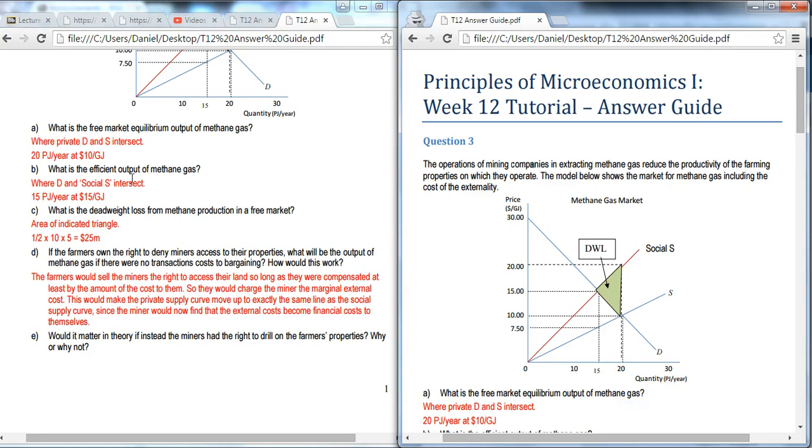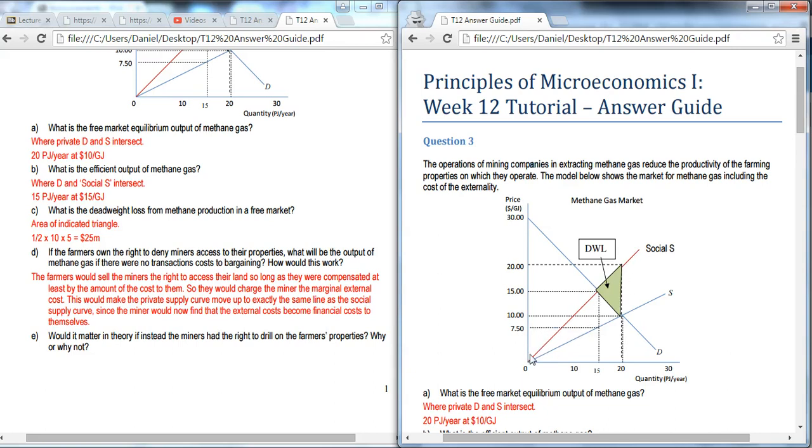Part B asks, what is the efficient output of methane gas? And you'll remember that the efficient output is going to be where the marginal social benefit equals the marginal social cost. And here the marginal social cost is different. The marginal social benefit is going to be the same. It's going to be the demand curve. But the marginal social cost is going to be this red line up here.